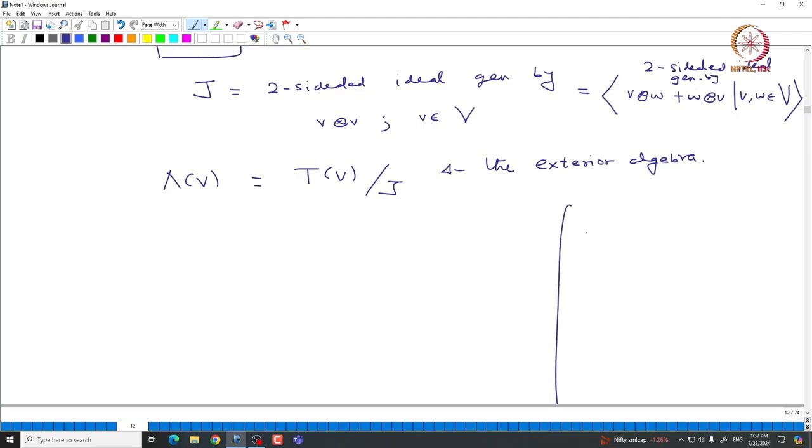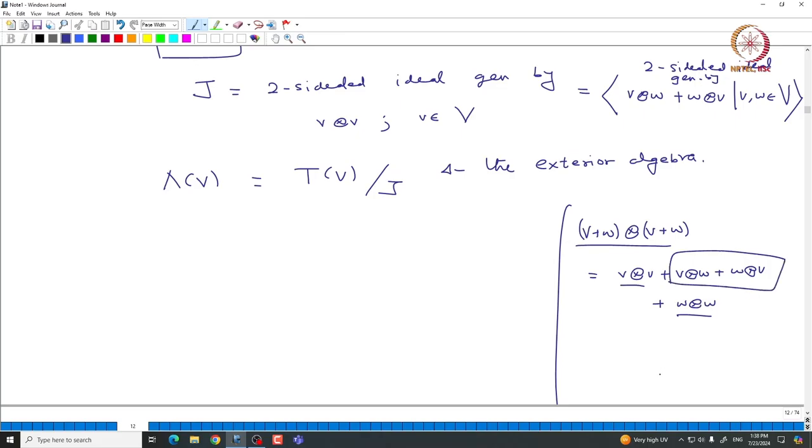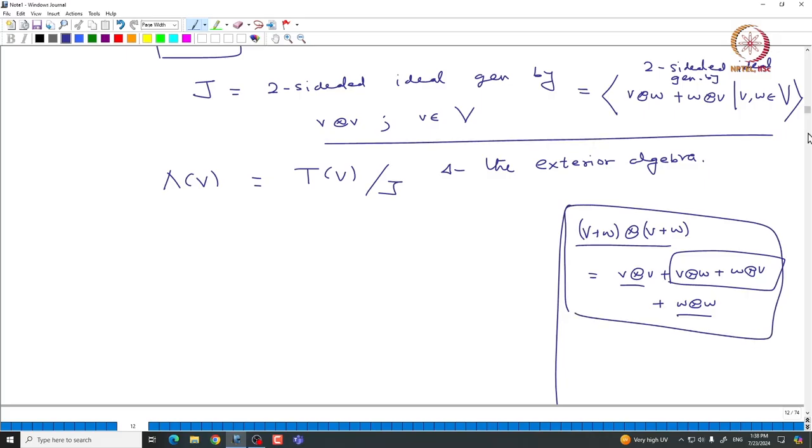The way you observe this is, for example, if you calculate V plus W tensor V plus W, it is exactly equal to V tensor V plus V tensor W plus W tensor V plus W tensor W. Now suppose V tensor V is 0; then the first and last terms become 0, so V tensor W plus W tensor V is also 0. Conversely, this holds if and only if V tensor V is 0, because we can take W to be V. Using this identity, one can observe that these two ideals are the same. So there is no difficulty.